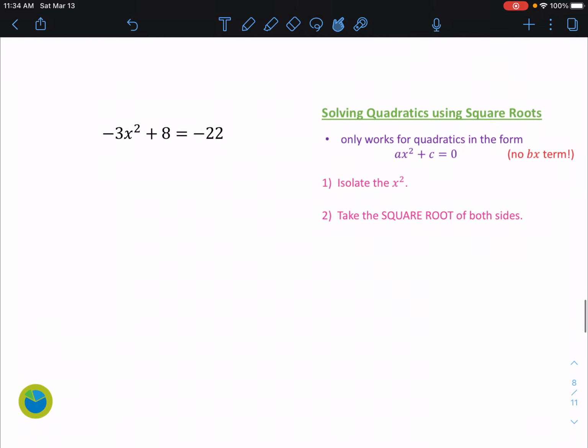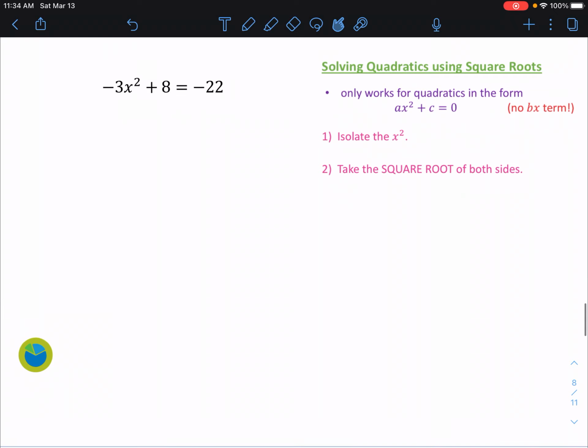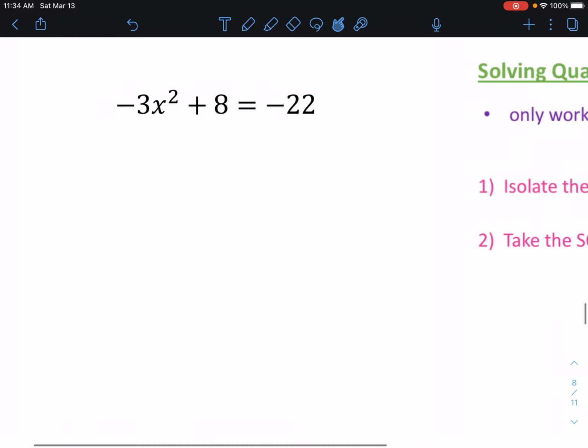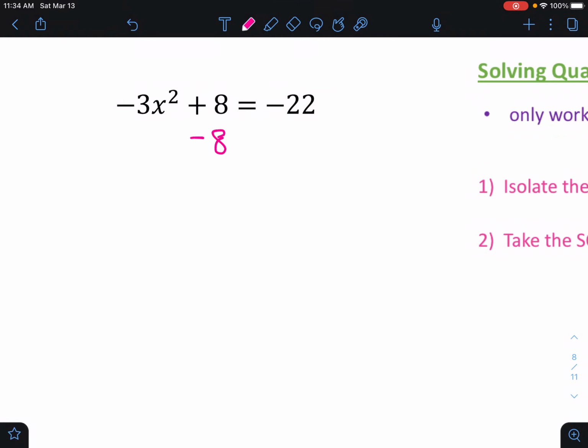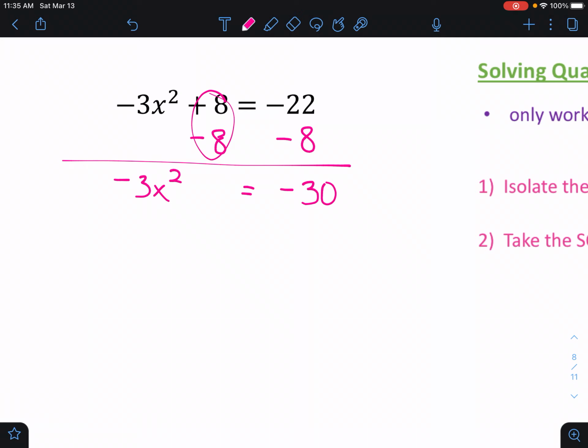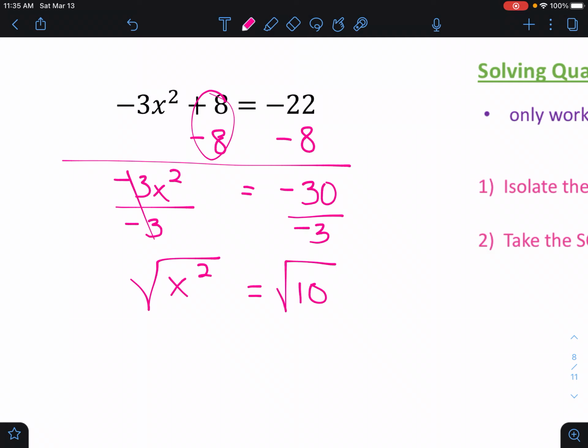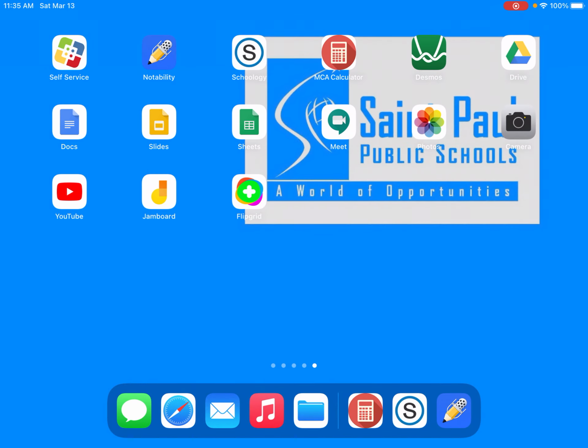All right, I want to go through a couple other ones, 2 more, and then hopefully you feel comfortable with this. All right. So again, get the x squared by itself. Always isolate the x squared. So I have negative 3x squared equals negative 30. Divide by negative 3, divide by negative 3. Okay, it was looking like maybe I'd have a negative number, but I don't, so we're okay. So now I'm going to take the square root of both sides. And the square root of 10 is not a nice number. So let's see what we get here.